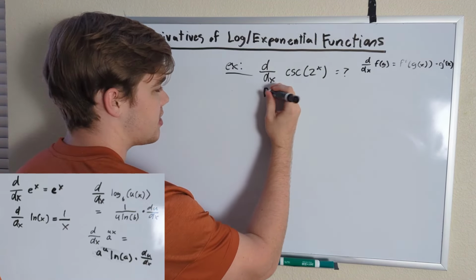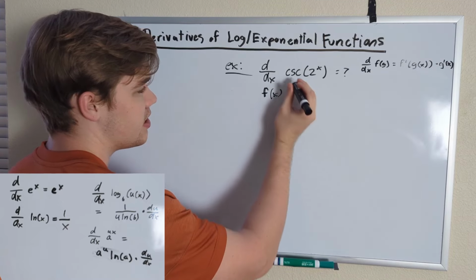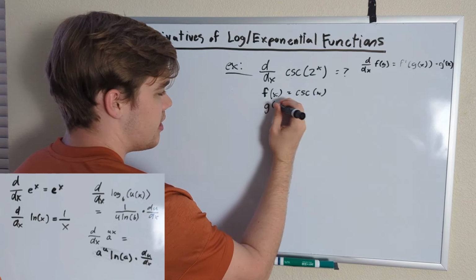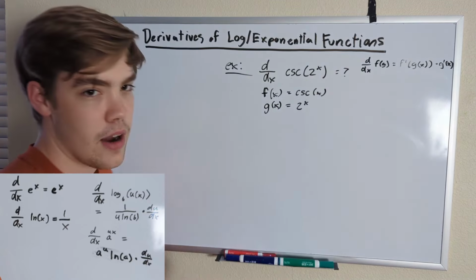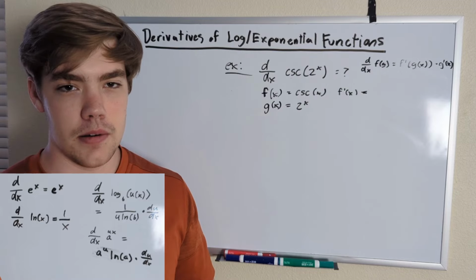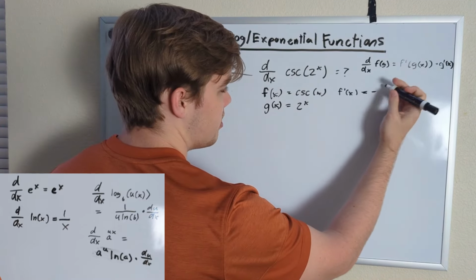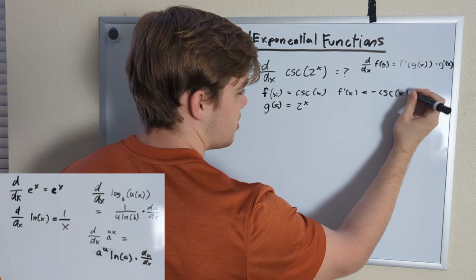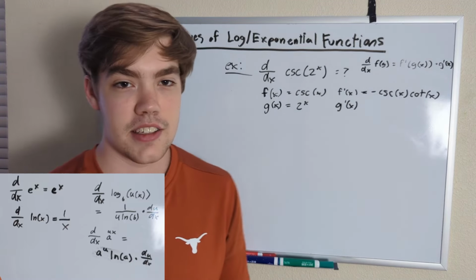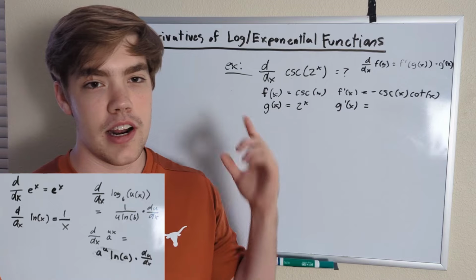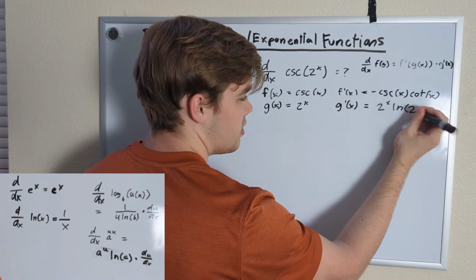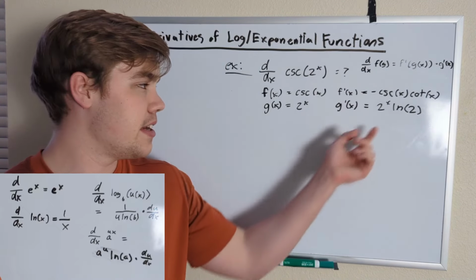Okay, first of all, what is f of x? Well, f of x is our outer function, and in this case that is cosecant x. G of x is our inner function, which is 2 to the x power. Now we need to find f prime and g prime of x. The derivative of cosecant x, which we discussed in my last video, which was about the derivatives of trigonometric functions, is equal to negative cosecant of x times cotangent of x. And g prime of x is the derivative of 2 to the x. And the derivative of 2 to the x power, based on our exponential rule, is equal to 2 to the x times ln of 2, or natural log. I just say ln more frequently because it's just the shortened version.